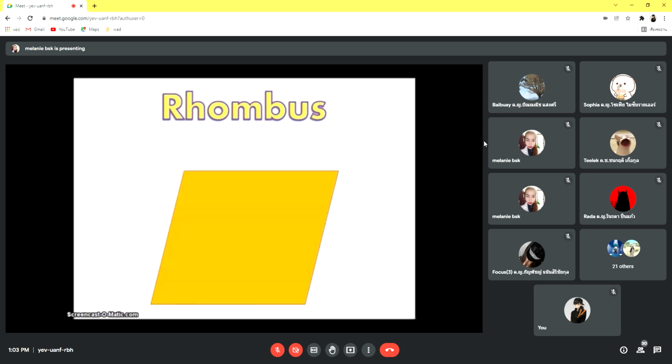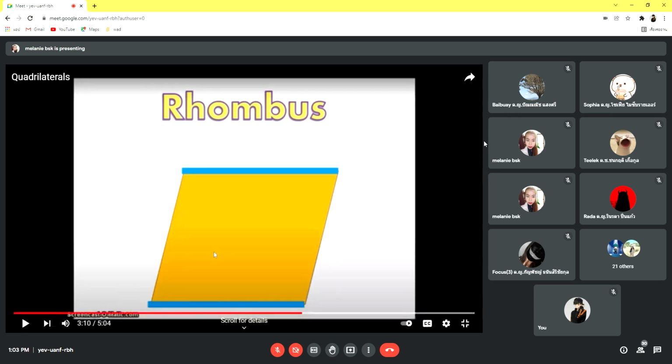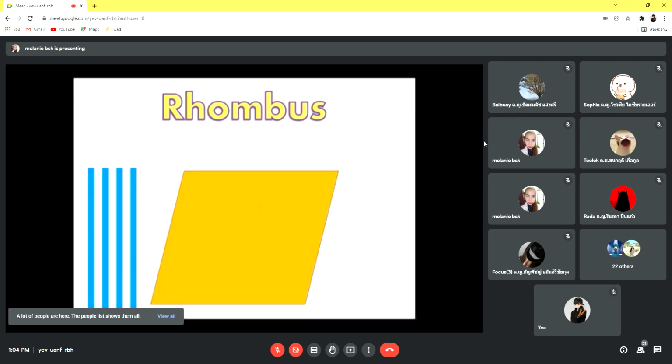Then we have a rhombus. Rhombuses, just like parallelograms, do not have any right angles, none. They do, just like parallelograms, squares, and rectangles, have sets of parallel lines, right here and right here. With all of these sides, if we were to line them up, just like with a square, they would all be the same exact length.